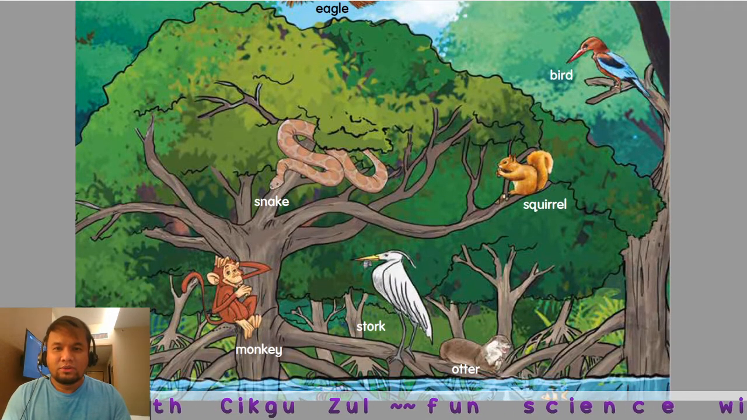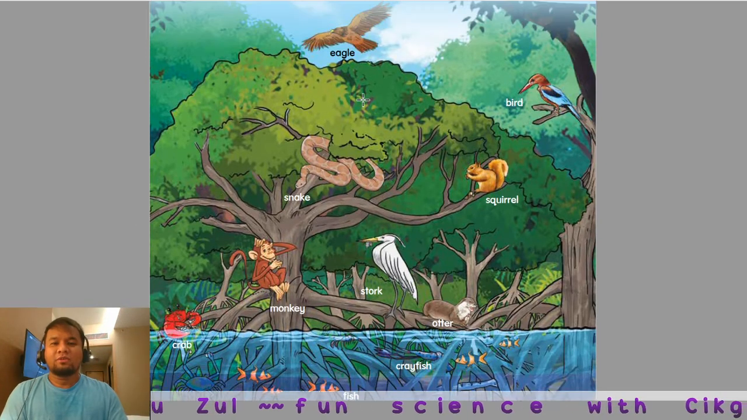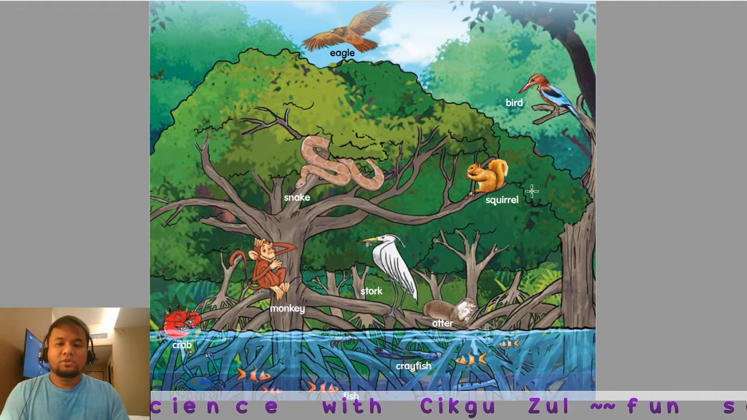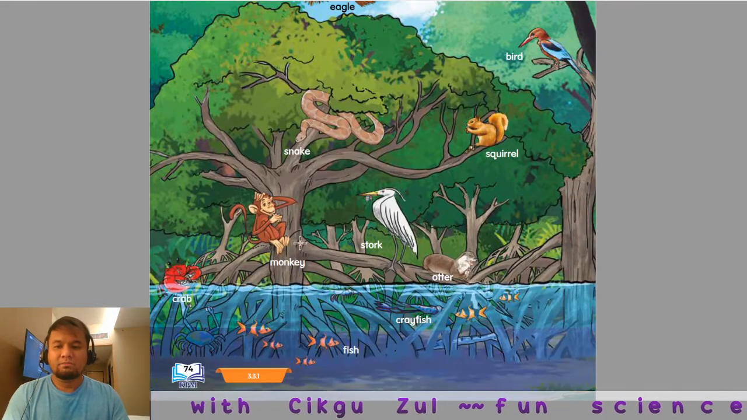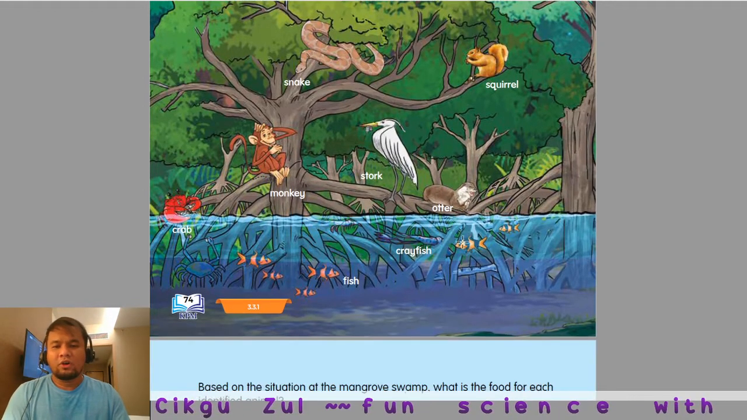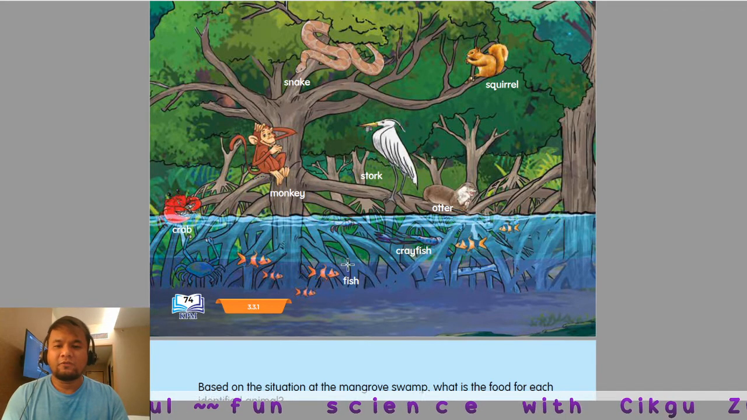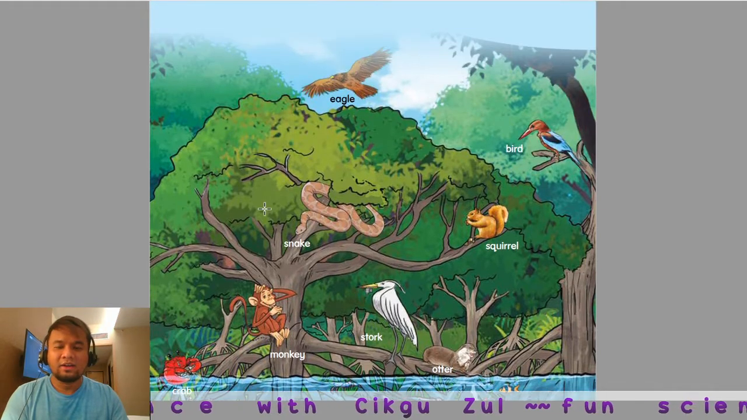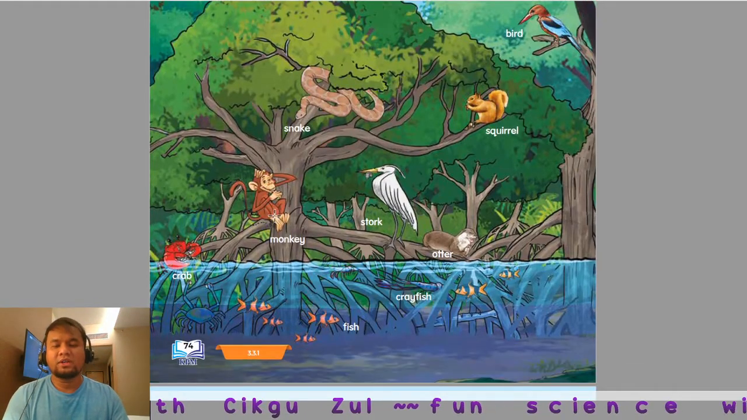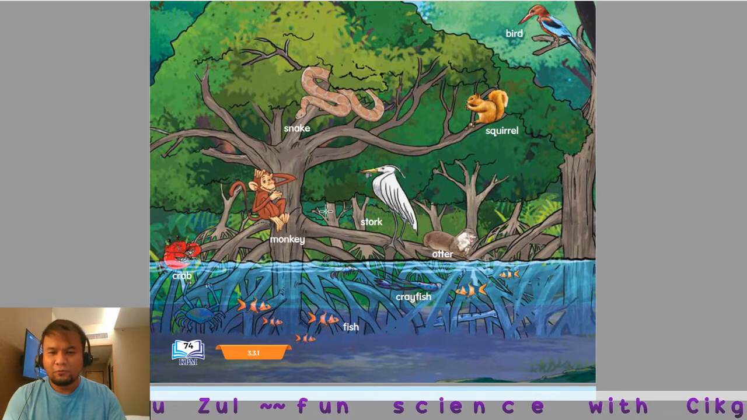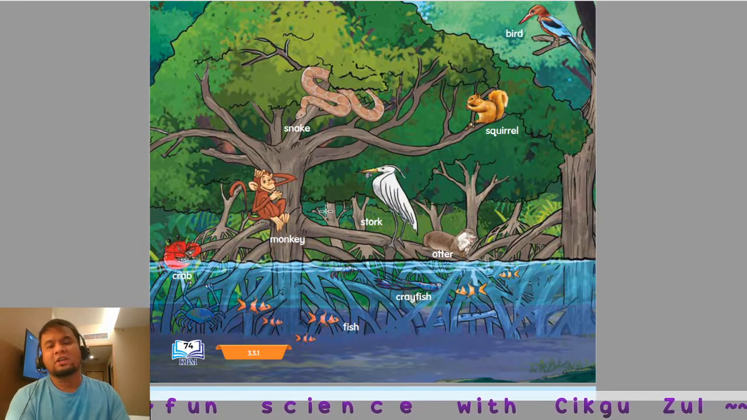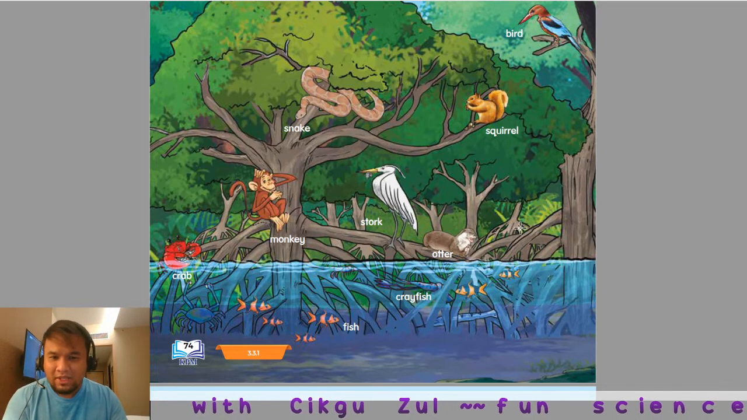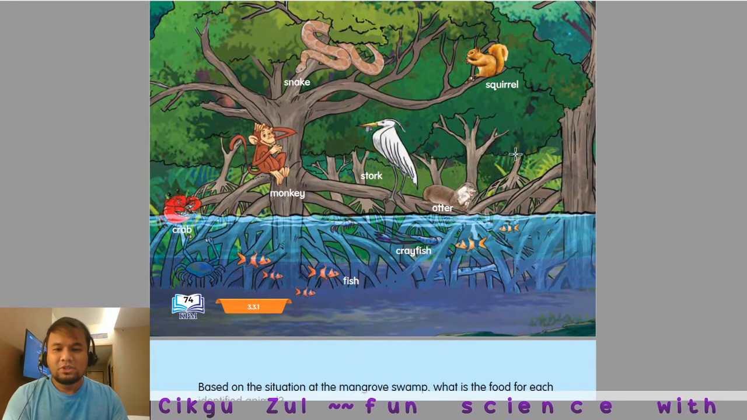So let's look here at a picture. Okay, I would like to zoom out. Now you see the eagle, the bird, the squirrel, the snake, and monkey, stork, otter, crab, fish, and the crayfish. They are living together in, if you can see here in the picture, we can assume that this is from a mangrove area, mangrove forest. Hutan paya bakau. They are living together in this habitat.